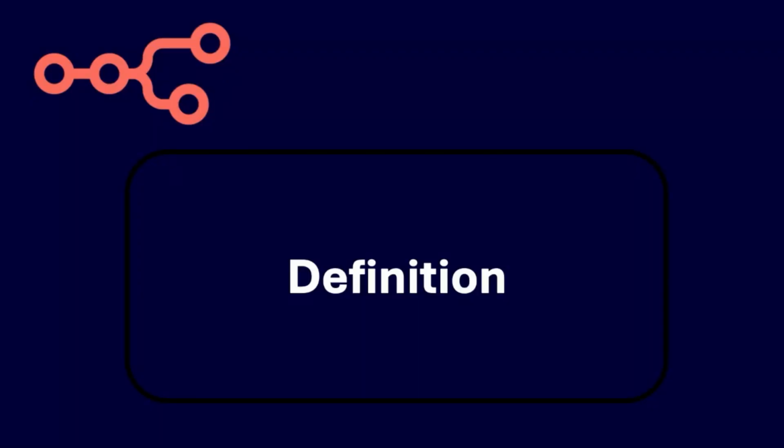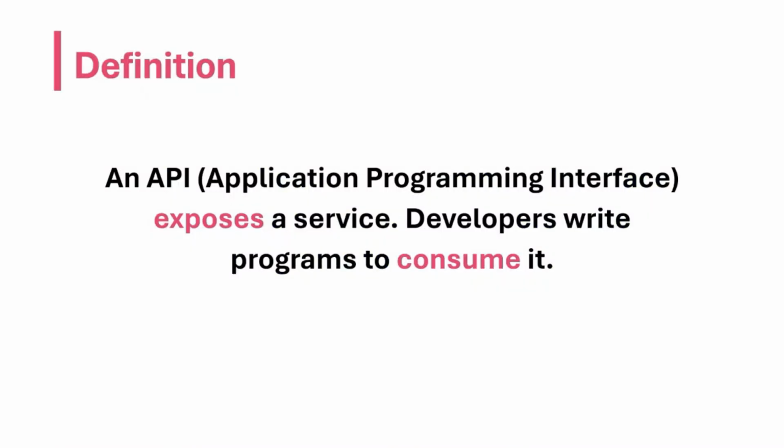Here we will understand the actual definition of an API. An API, application programming interface, exposes a service. Developers write programs to consume it. When we say an API exposes a service, it means that the API offers certain features or data that other programs can use, and developers or programmers create software that asks the API for that data or feature and uses it in their app.